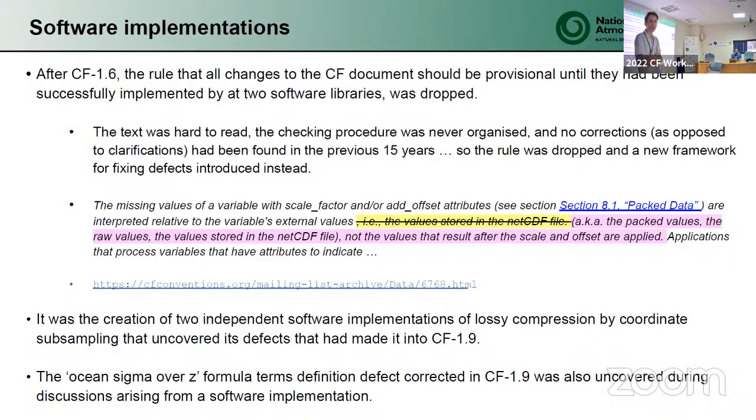And it's also worth noting that the only other time we've had an actual, definitive error in CF was something that was fixed in the previous version. It had actually been in there from the beginning. And this was the formula that defined how to calculate depth coordinates from parametric ocean sigma over z coordinates. And this also, as it happens, was uncovered following a discussion that arose from an implementation that was aiming to calculate this. So I'm seeing a slight pattern here, possibly.